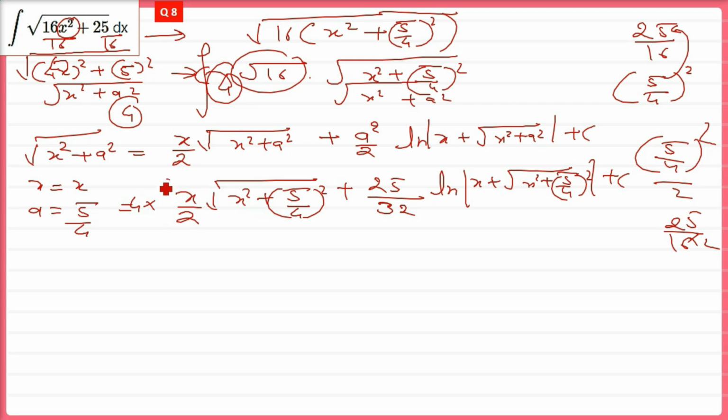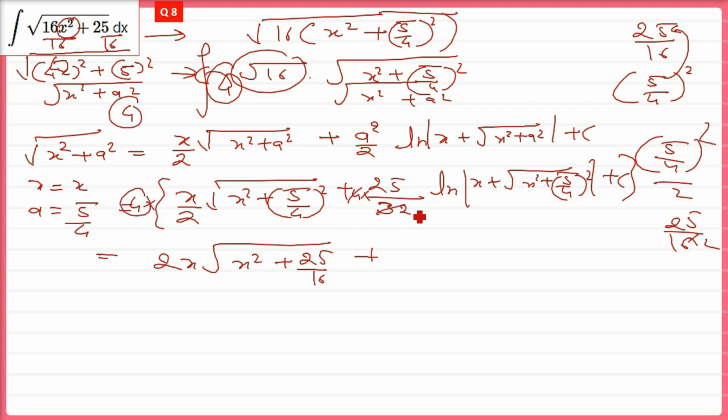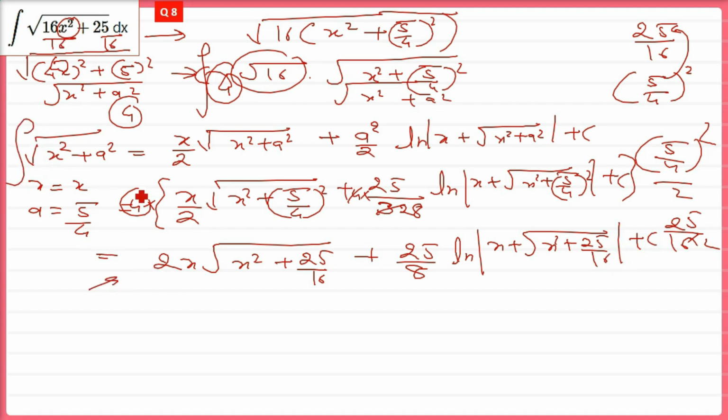Now 4 was already there, so let's multiply this 4 with each term. 4 into x by 2 will give you 2x, under root x square plus 5 by 4 whole square, you can write it as 25 by 16. 25 by 32 will also be multiplied by 4. So 8 4s are 32, it will be 25 by 8 ln modulus of x plus under root x square plus 25 by 16, again plus a constant of integration. This is your answer, and this has come from integration.